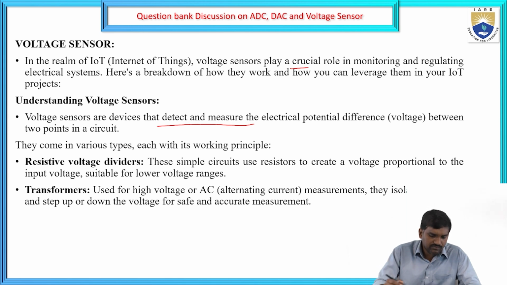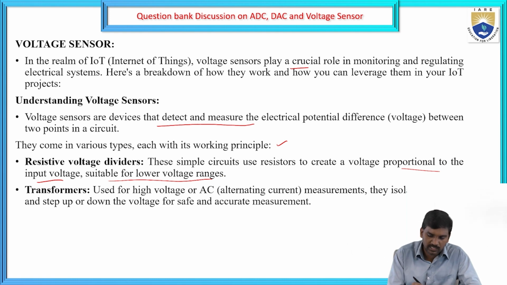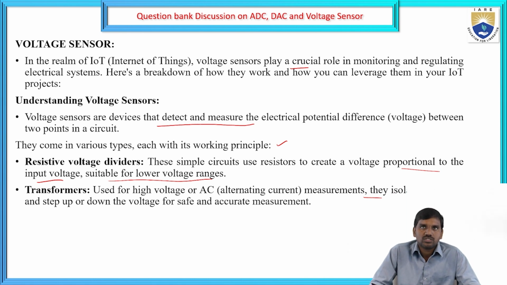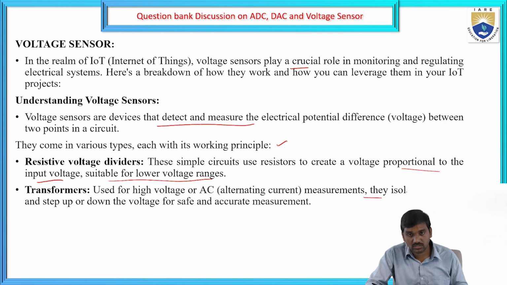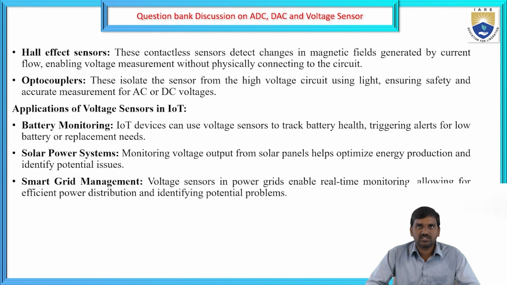They come in various types, each with its working principle. Resistive voltage divider: simple circuits use resistors to create a voltage proportional to the input voltage, suitable for lower voltage ranges. And transformers are used for high voltage AC measurements. These provide isolation, and a step down transformer gives safe and accurate measurement. So these are the resistive voltage dividers and transformers. It converts from AC to AC only. Depending on the requirement, we use a step down or step up transformer. Next we have some effects also: Hall effect sensor and optocoupler. These are some types of voltage sensor.